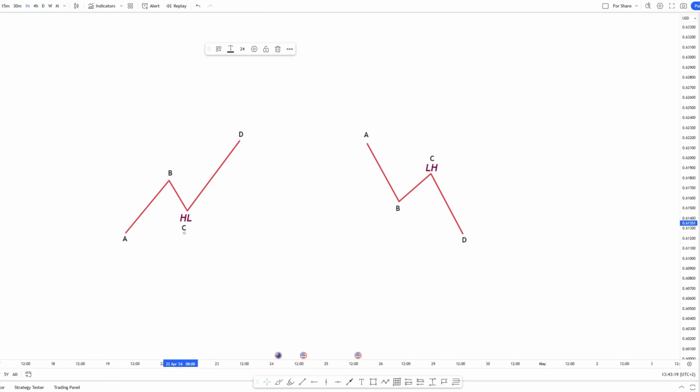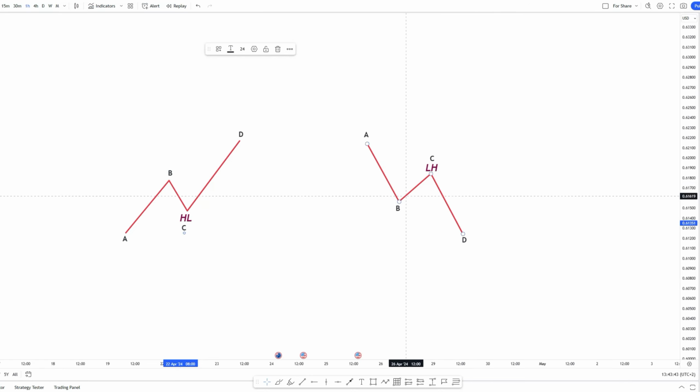What does the AB equals CD strategy look like? Here's what the ABCD trading strategy looks like. In an uptrend market, you buy when the market creates a higher low. And in a downtrend market, you sell when the market creates a lower high.